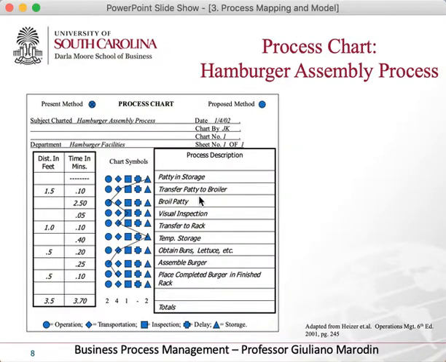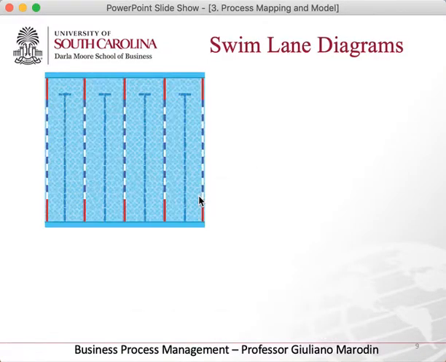So that's one kind, and rarely used in a capstone project. But this is the one that we use in almost 100% of our projects, and it's called the swim lane diagram.